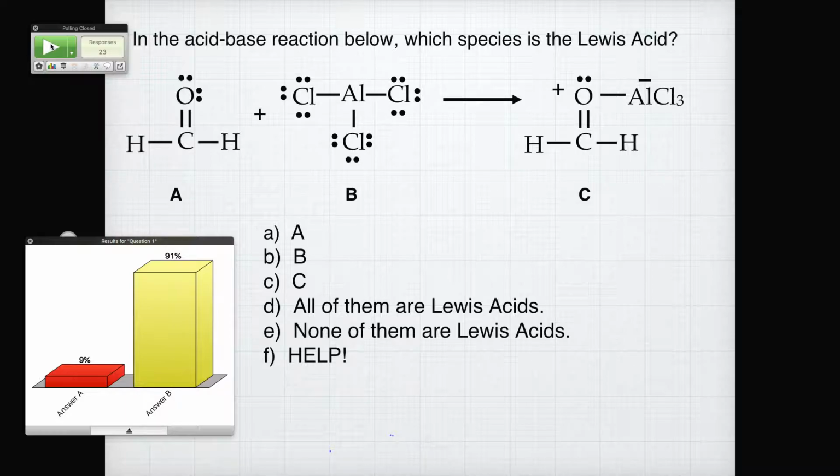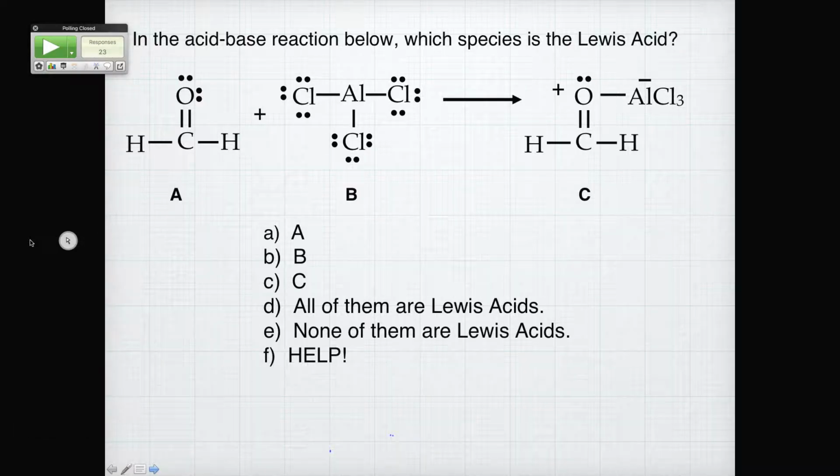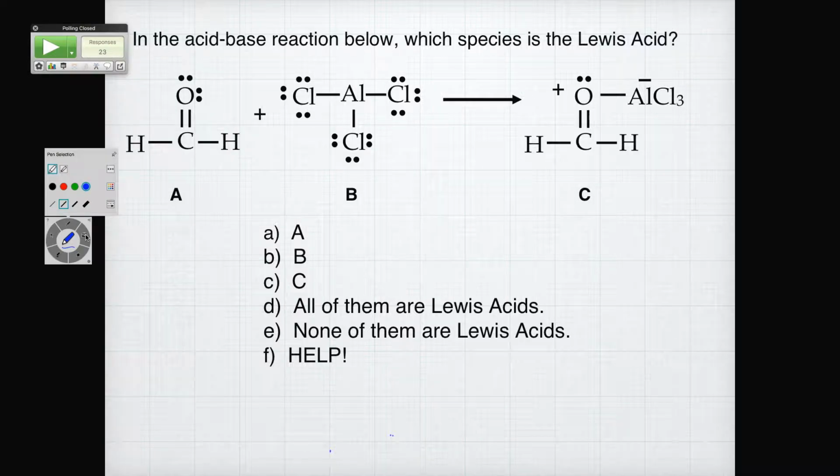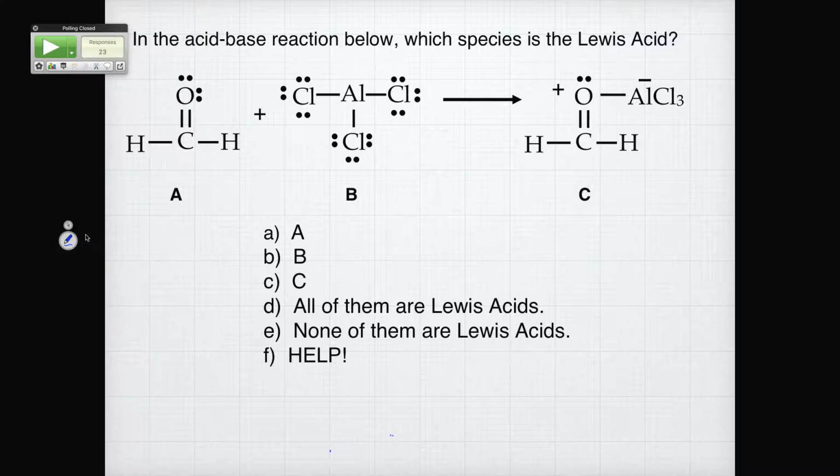Okay. Who is accepting electrons? That's the Lewis acid. So if you look at what happened, your oxygen is now attached to the aluminum. And where did the electrons come from? The oxygen, one of these lone pairs, and it went to the aluminum. So who accepted the electrons? This one.